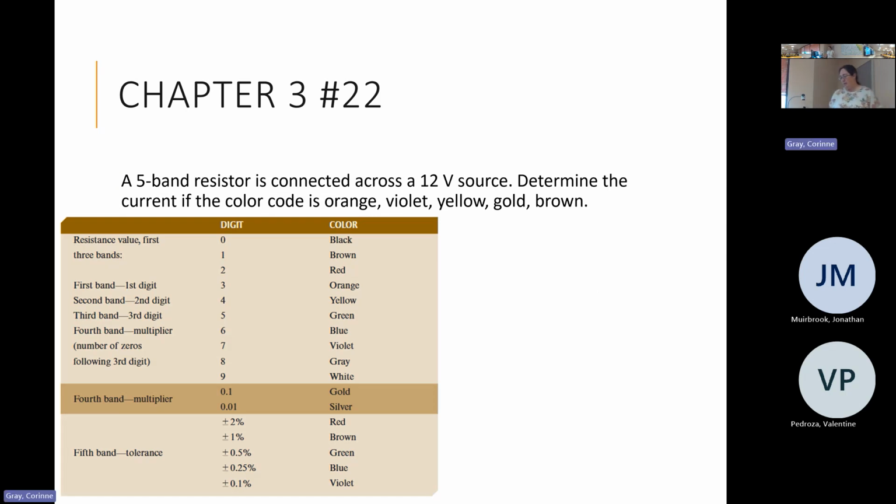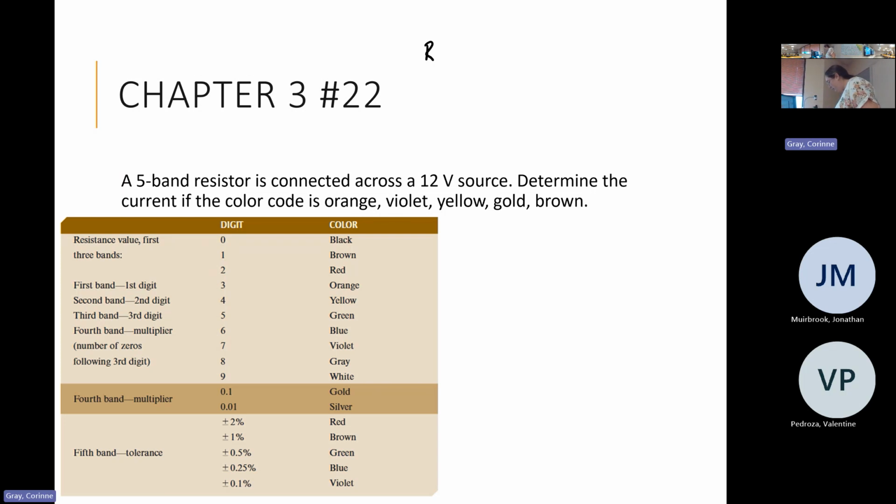So this one here, we are being told to use a 5 rand resistor that's connected to a 12-volt source. The reason I put this example in here is for your quiz next week. This will be something I will tell you the colors for you to read it off of. It's not something you are expected to look at the colors and then try to figure it out. So we are determining the current of the color coded. It gives us the color code here. We want to find that current value. So let's go through and let's find that resistor value first.